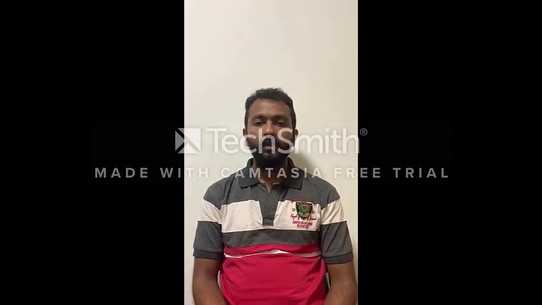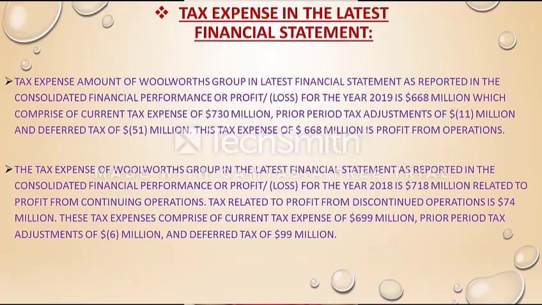So if you see the tax expense in the latest financial statement of Woolworths for 2019, the tax expense amount of Woolworths Group as reported in the consolidated financial performance of profit or loss is $668 million, which comprises a current tax expense of $730 million, prior period tax adjustments of $11 million, and deferred tax of $51 million. So this tax expense of $668 million is on profit from operations.